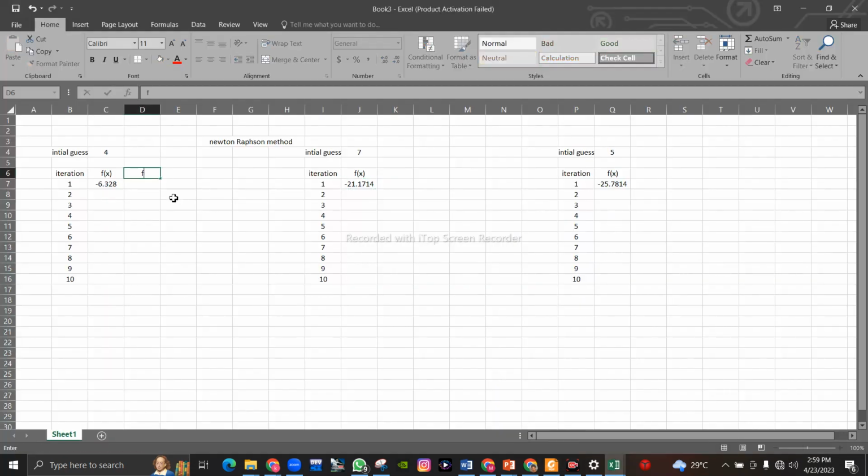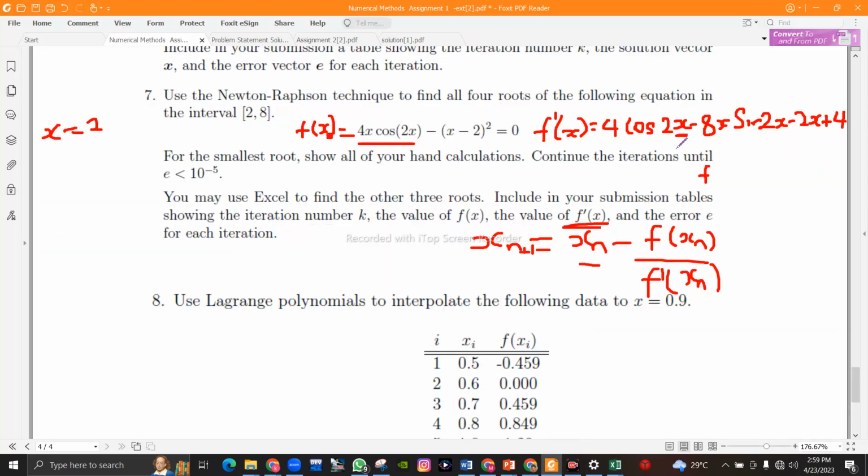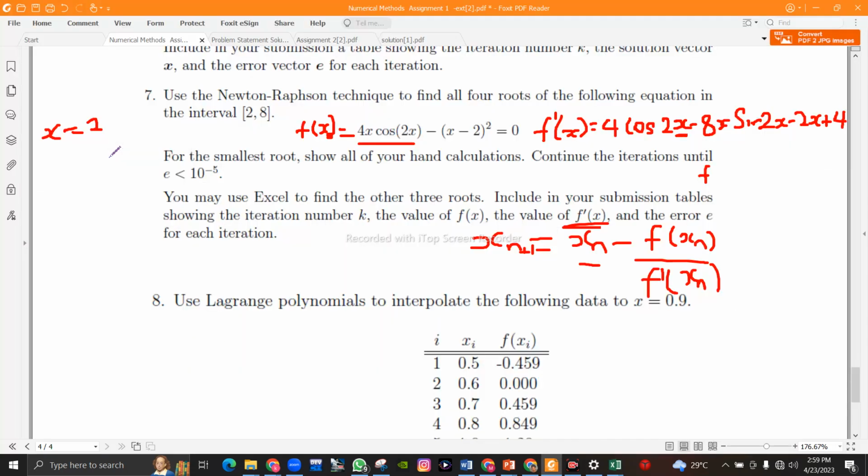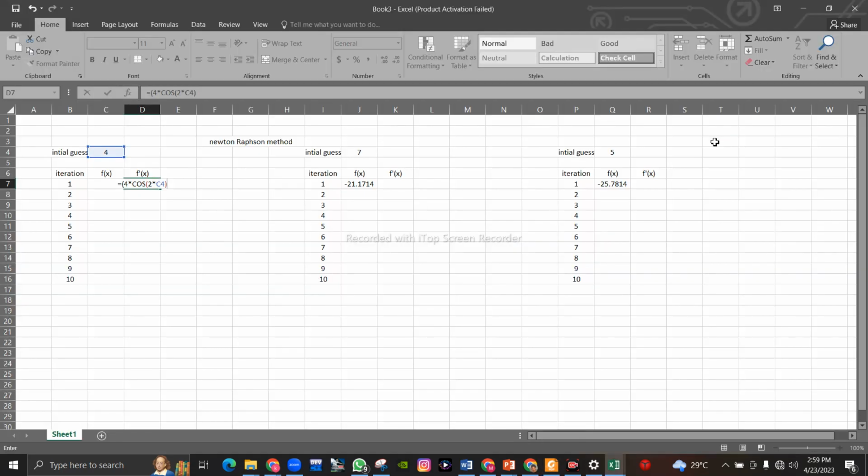So f prime of x, also f prime of x. So now what's the formula for f prime of x? It is 4 plus 2x. Let's write down first: equals bracket 4 times cos bracket 2 times x, close bracket, 4 cos 2x minus 8x minus 8 times x.